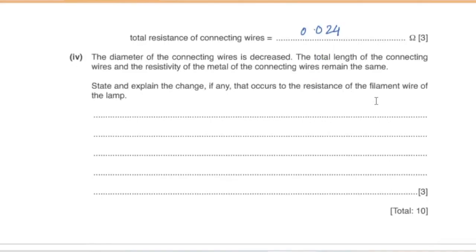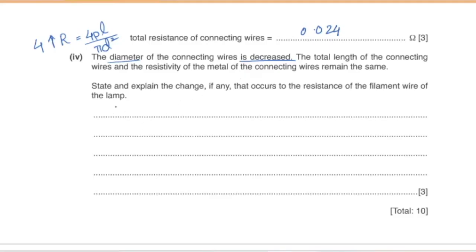Part 4, the diameter of the connecting wires is decreased. The total length of the connecting wires and the resistivity of the connecting wires remain the same. So the diameter is going to decrease. State and explain the change, if any, that occurs to the resistance of the filament wire of the lamp. So this way, the resistance of the connecting wires would increase by 4 times, because resistance is inversely proportional to d squared. When diameter decreases, resistance will increase by 4 times, which decreases the current across the circuit. When current decreases, voltage across the filament wire will decrease, and hence its resistance will decrease.